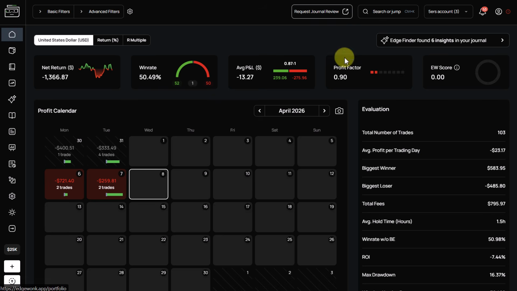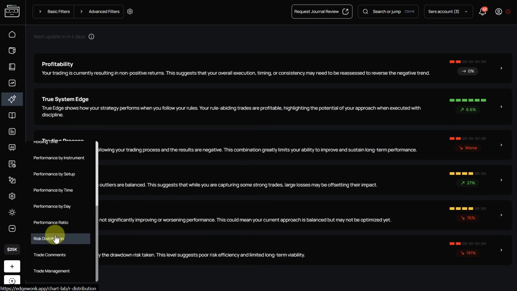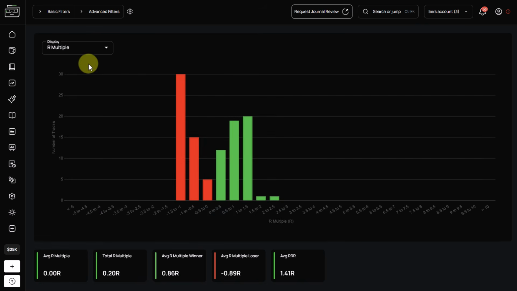The final point from the Edge Finder is risk management. So what do we have here? And what we have here is in the chart lab. Let's go to risk distribution. We again are at our multiple. So the average winner is 0.86. The average loser is at -8.9.